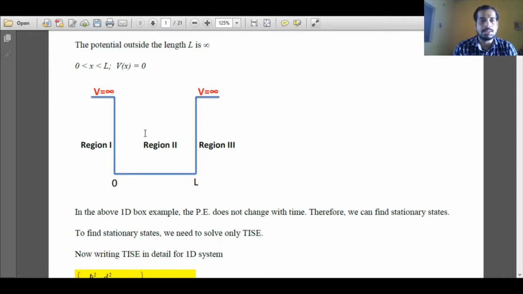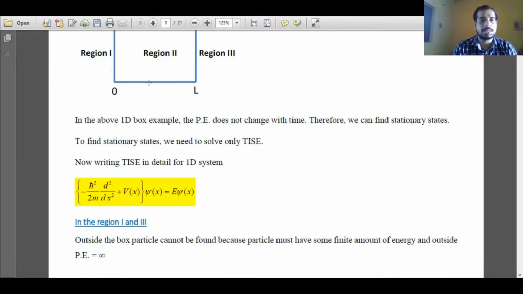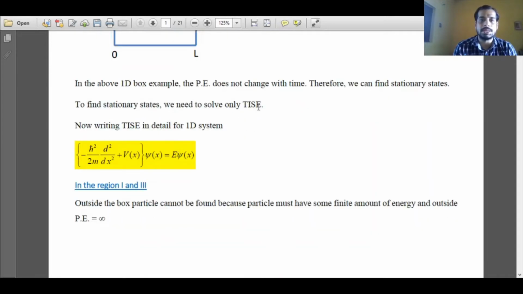When the potential energy in region 2 is not changing with respect to time, the solution of the wave function, or the state functions, will give us stationary states, that is, states which do not vary with respect to time. To find stationary states, we have to solve the time independent Schrodinger equation.